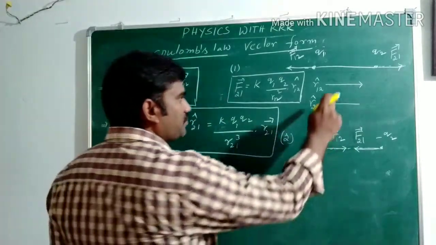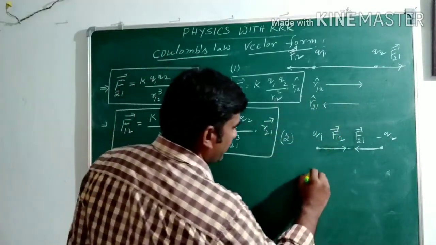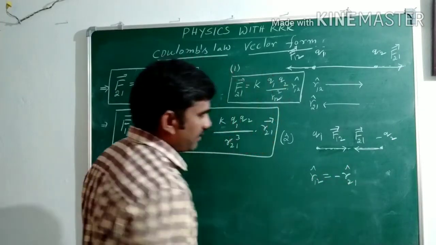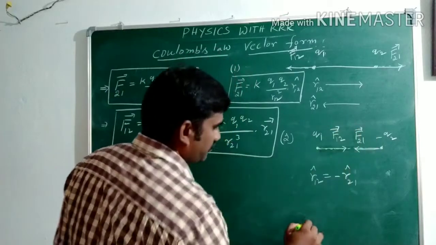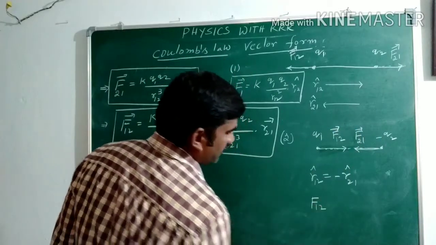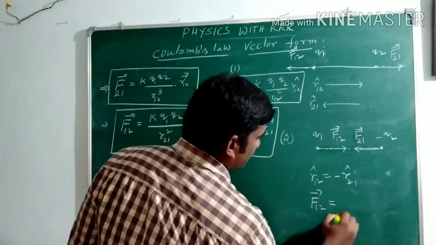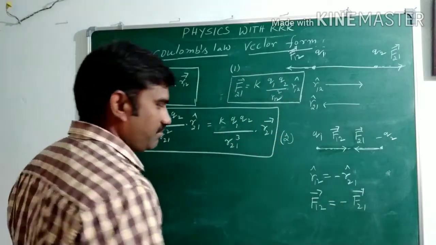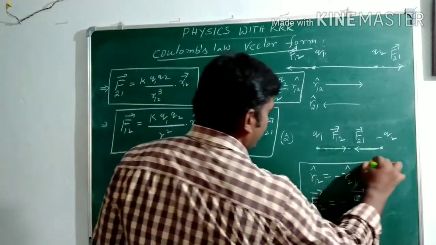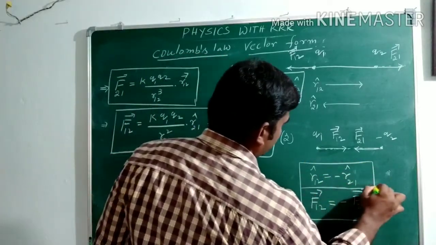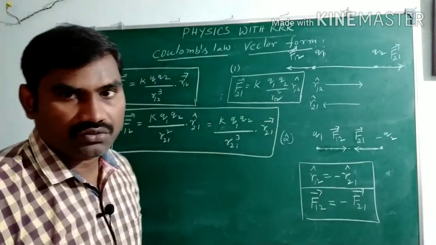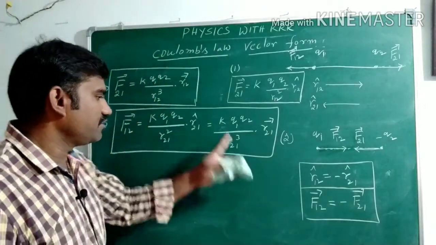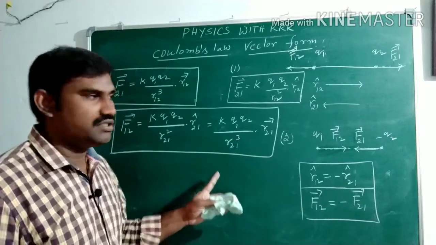Now as these two are in opposite directions, we can write R12 cap is equal to minus R21 cap. Similarly, F12 bar is equal to minus F21 bar. So from this we can say the net force is equal to 0. This is nothing but Coulomb's law obeying Newton's third law of motion. So this is the vector notation of Coulomb's law.